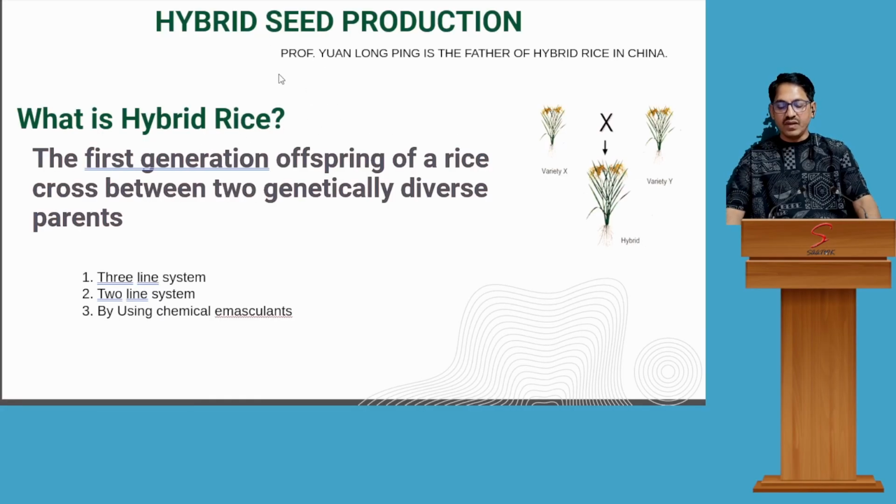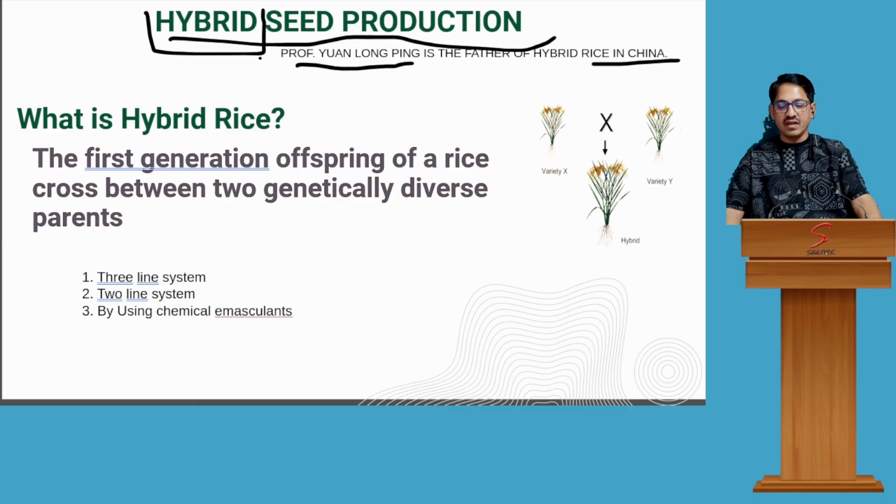Friends, now we are going to discuss the seed production of hybrid. Who is the father of hybrid rice? Yuan Longping is the father of hybrid rice and he is from China. China is one of the leaders in rice production because of this hybrid technology.